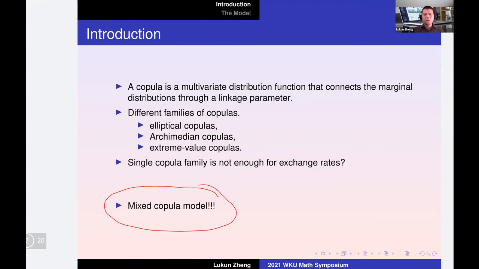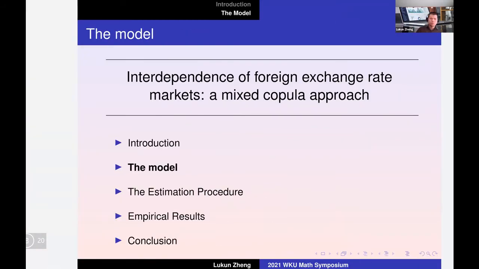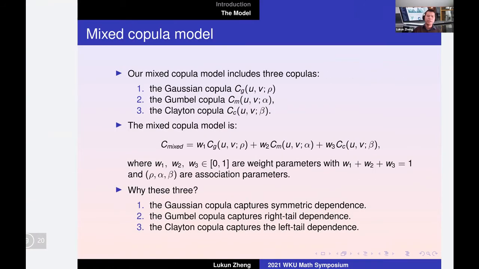So this is a mixed copula model. Here we're going to introduce, in the second section, the model. Our mixed model includes 3 copulas: Gaussian copula, Gumbel copula, and Clayton copula. Of course, this mixed model is a weighted sum of these 3 copulas, with parameters W1, W2, W3 as the weights, and rho, alpha, and beta as the association parameters. So this is our model. It has 3 components: the Gaussian part, the Gumbel part, and the Clayton part.